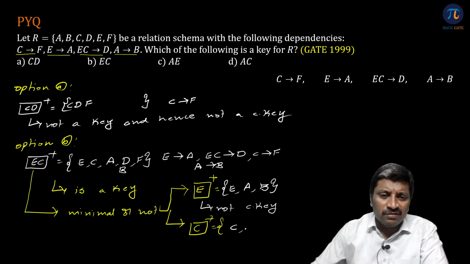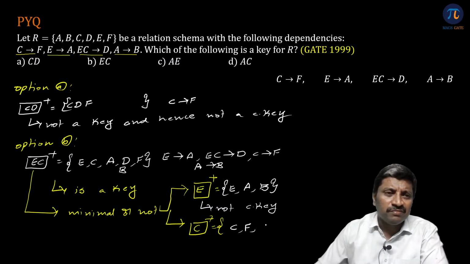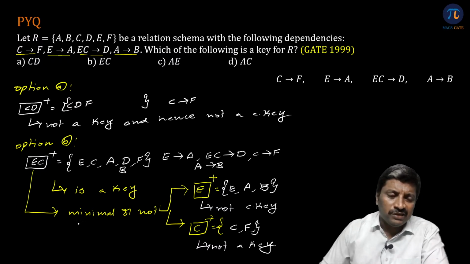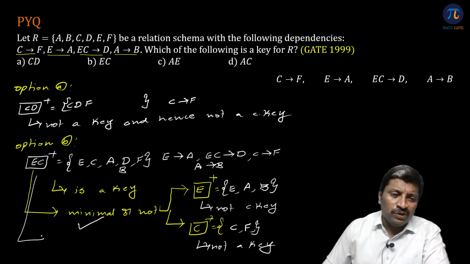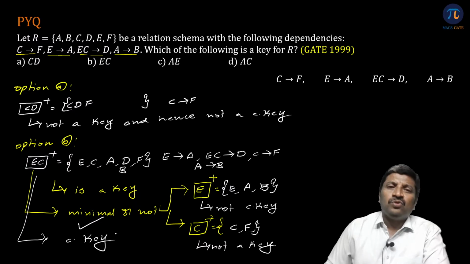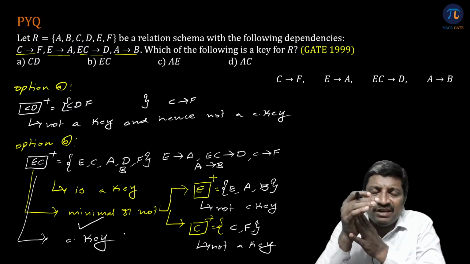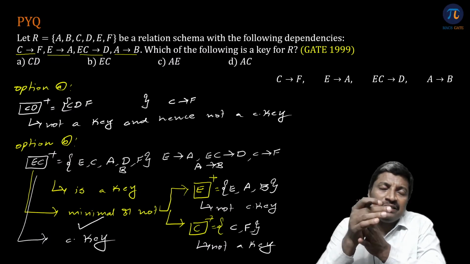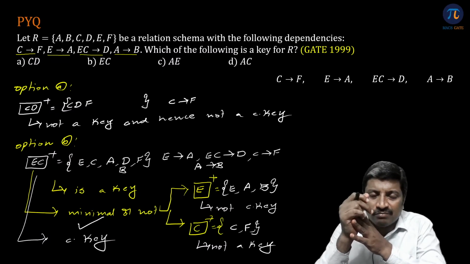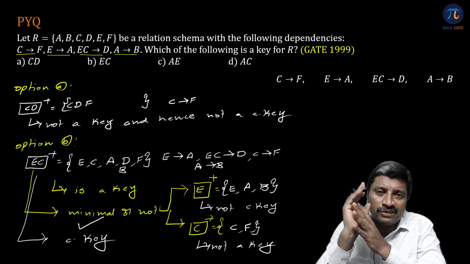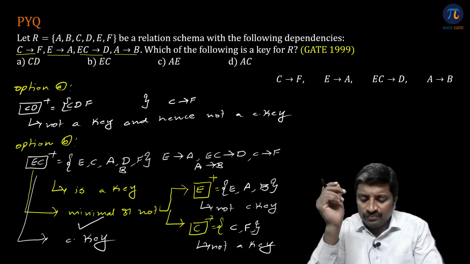C, fine. C implies F. Then I got only two. So it is not a candidate key. Since the attributes individually are not candidate keys, it is minimal. So it is an example of a candidate key. Hope you understood it. Like that, whenever they ask to verify whether the given one is a candidate key, directly verify by considering the option.